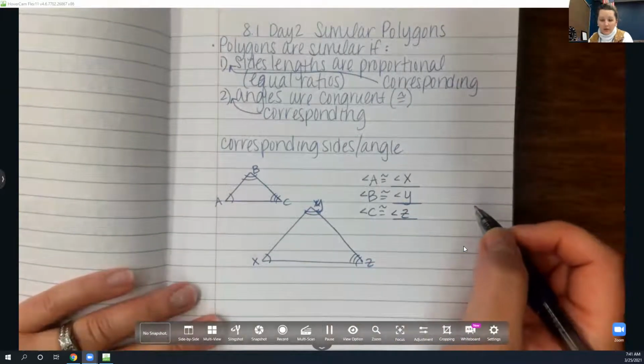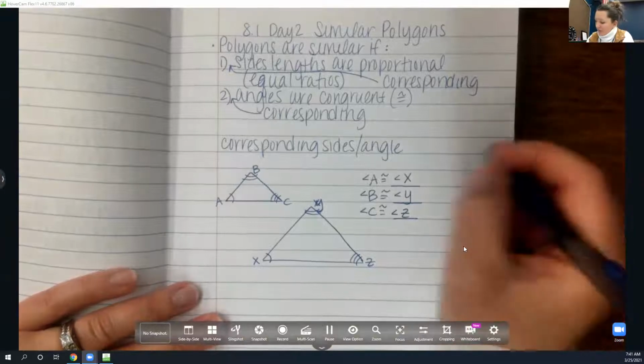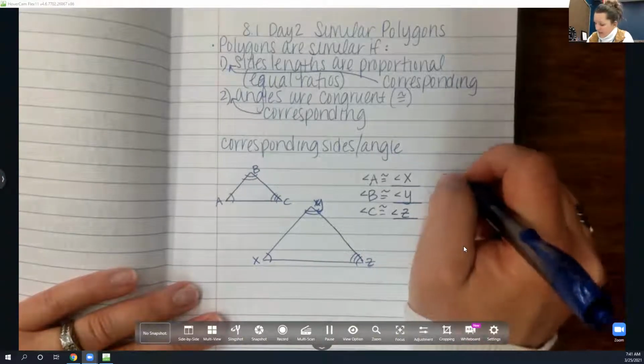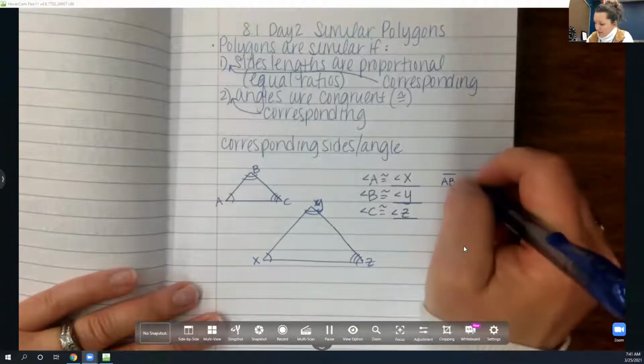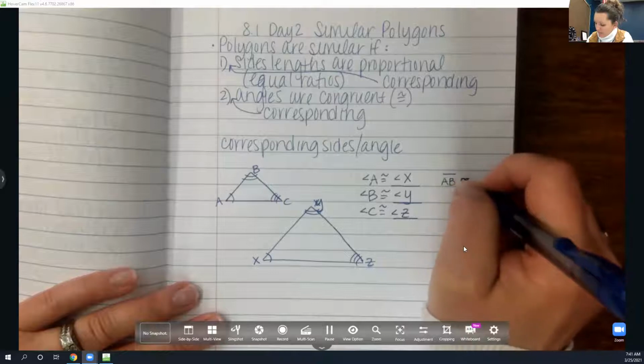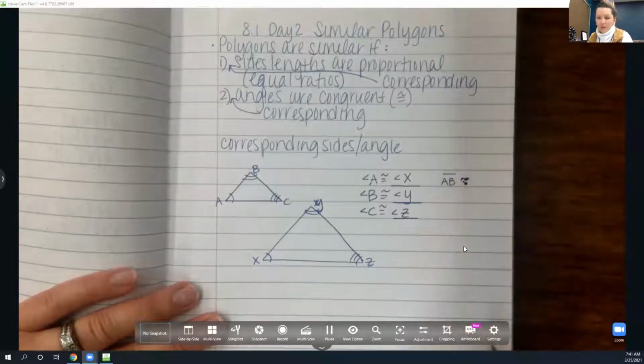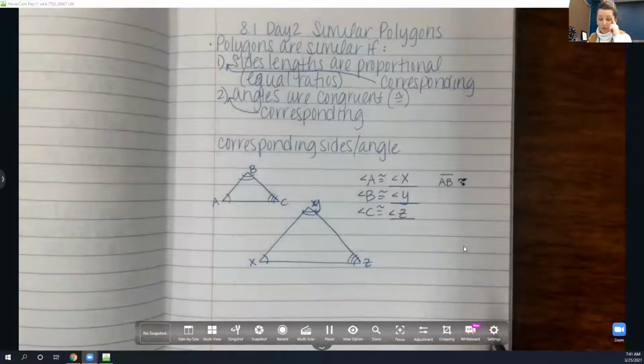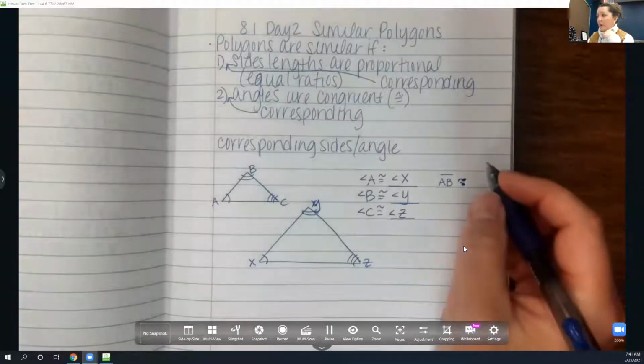And now let's look at our sides. So we have side AB. Now I'm going to put these little squiggly, or we can put a little dot like we have a colon. Colon is the same thing. Remember, back in 7th grade when we talked about ratios, you can write ratios different ways. You can write them as a fraction, or you can write them with a colon. So I'm going to put a colon here.